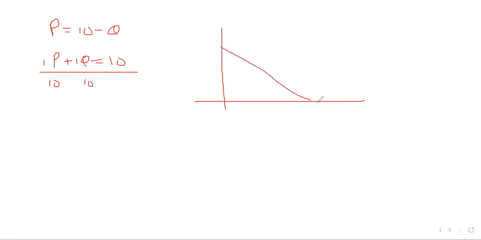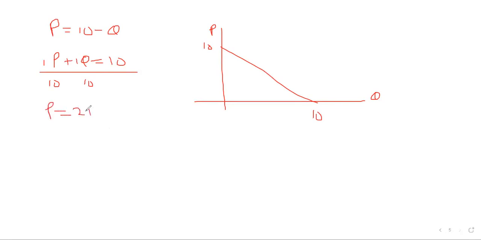So price is equal to 10 minus Q. How do we sketch this? This one will go on the other side, we are positive. So here we have 1 and here we have 1. So 1 into 10 is 10. 1 into 10 is 10. So we're going to have 10 for the price, and for the quantity, we're going to have a 10. All right. The other function was what?